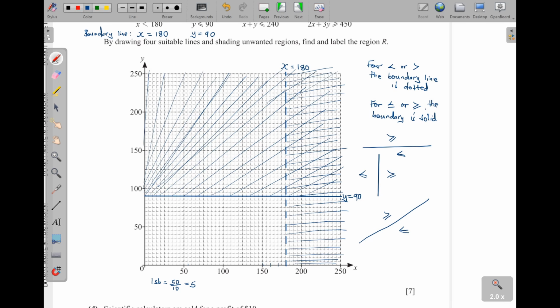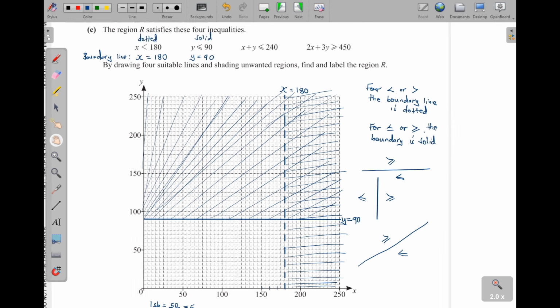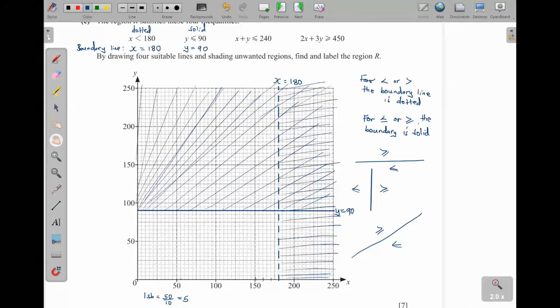The next, we have x plus y, which is equal to 240. This one is also going to be solid. So what do I need to do? I need to get a few coordinates here. So I can have my x, then my y.